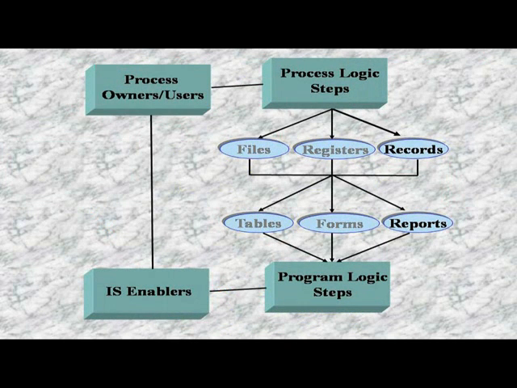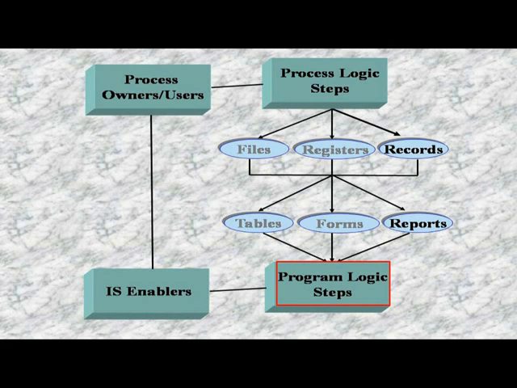Process action ultimately is performed by the process owners and users through various process logic steps based on files, registers and records. The process owners and users are facilitated by information system enablers through the tables, forms and reports executed by various program logic steps. Process owners and users attend the work by various process logic steps. Information system enablers attend their work through program logic steps.